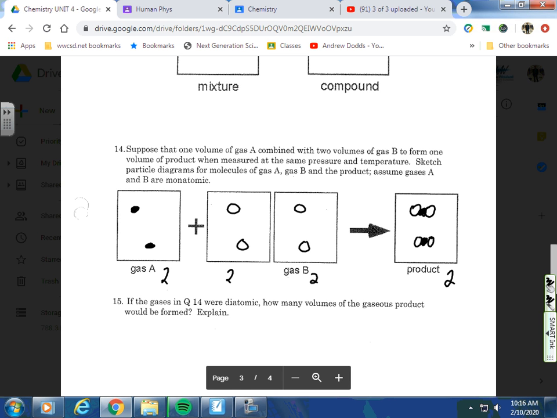Number 15, if the gases in question 14 were diatomic, how many volumes of product would be made? That means these would be double the dots, okay? And so in order to follow Avogadro's hypothesis where we have the same number of particles in each box, I would need to have another volume, okay? So I would make 2 volumes of product.